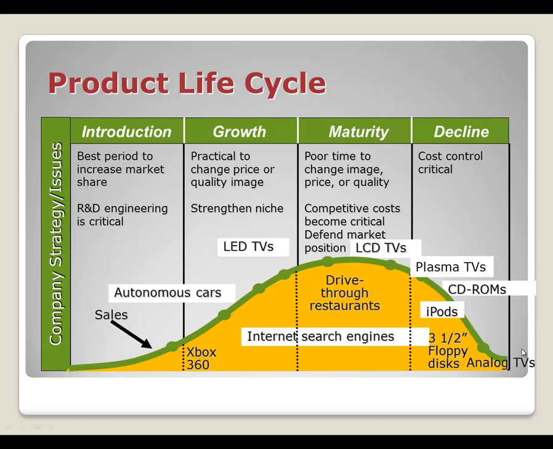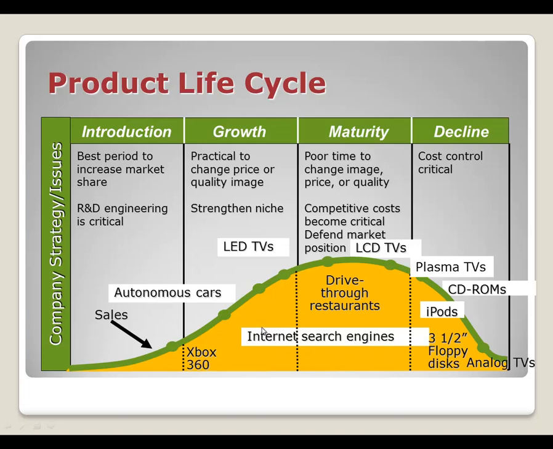You can see, for example, autonomous cars now being made by Google, and other companies are trying to do research and introduction to the market to see if it can be done or can be distributed on a commercial level. And then you can see that the LED TVs are in the growth stage, with the sales growing. You can see the maturity of the LCD TVs and the decline of the plasma TVs and the analog TVs. Also, the decline of the CD-ROMs, the iPods, the 3.5 floppy disk, which actually vanished. We have the social network and internet search engine that's in between the growth, maturity, and decline.